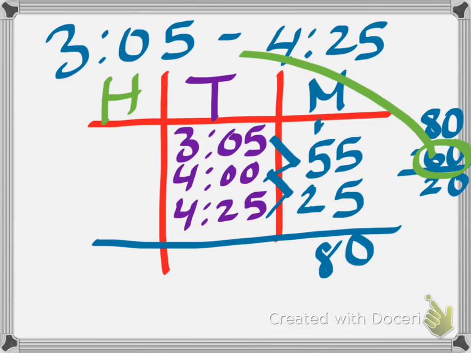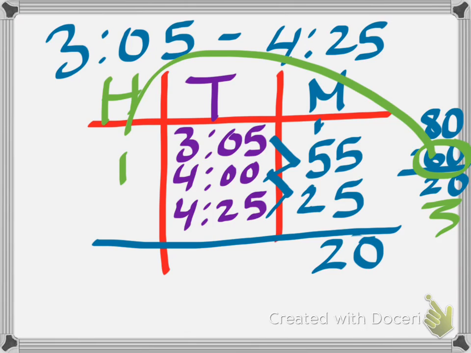So let's regroup it and bring it on over here. So we have 1 hour. And now after we regroup that, we had 20 minutes left. So now that is what we need to put back over in our minutes column. So we have our elapsed time from 3:05 to 4:25 is 1 hour and 20 minutes.